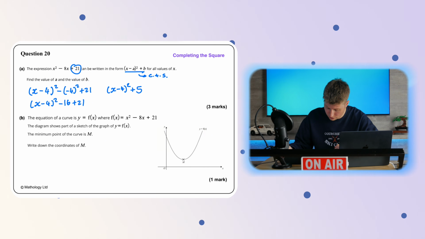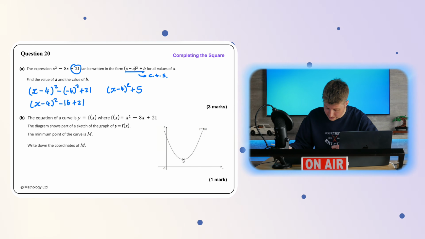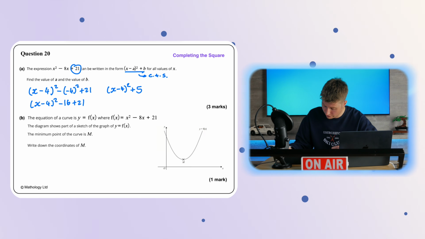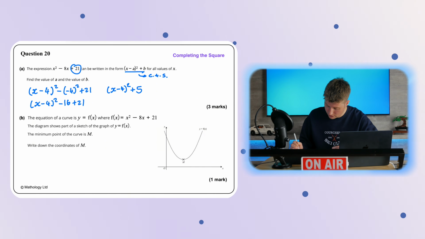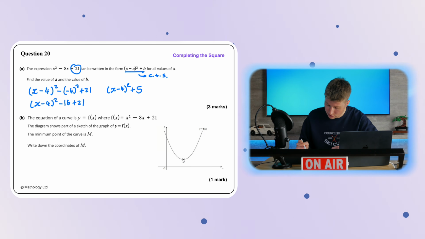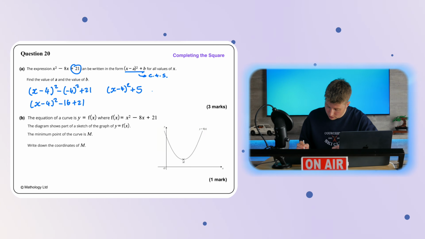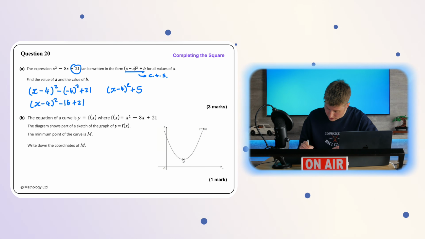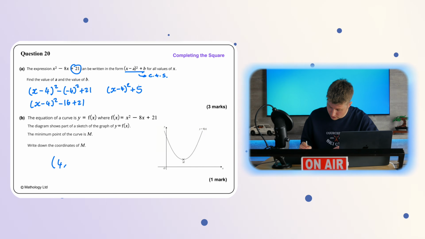Part B says the equation of the curve is y equals f of x, where f of x is equal to the quadratic we had previously. The diagram shows part of a sketch of the graph y equals f of x. The minimum point of the curve is m. Write down the coordinates of m. The important information about completing the square is we can extract the turning point, also known as the minimum point in this question, from the completing the square form. We change the sign of the number inside the brackets, and that becomes our x coordinate, and we keep the number outside and its sign. So the final answer is 4, 5.